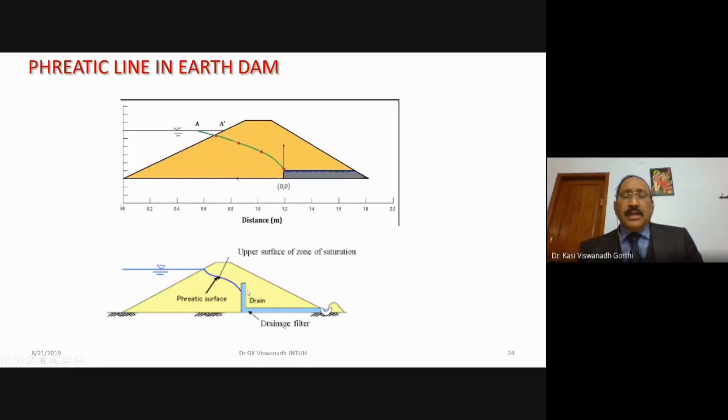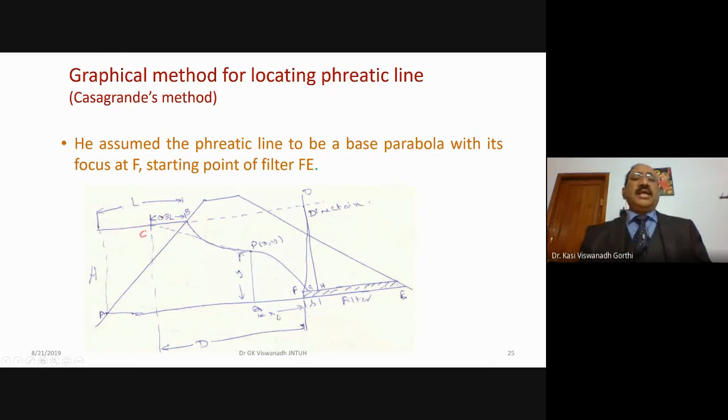Suppose you have a chimney drain, which is a horizontal drain provided here. If a chimney drain is provided, then the location of the phreatic line would be like this. This is the location of the phreatic line. So let us discuss a graphical method given by Casagrande for locating the phreatic line in an earth dam section.